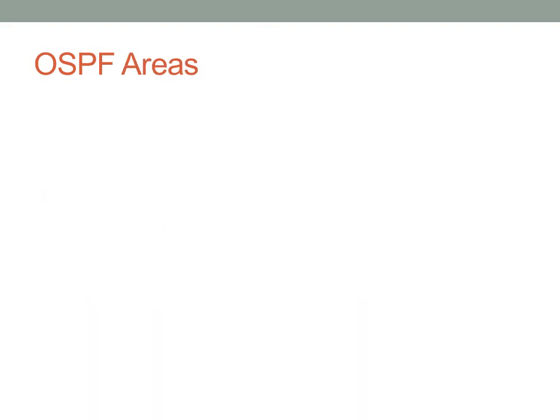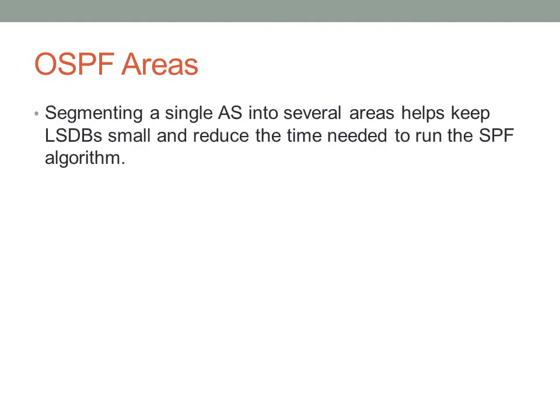So now we're going to talk a little bit about OSPF areas. The idea here is that we want to segment a single autonomous system into several different smaller areas. The goal is to keep our link state databases fairly small, because remember, SPF is a fairly CPU-intensive algorithm. We don't want to have to run it on a very large link state database, so it pays to actually subdivide your OSPF topology into different areas.